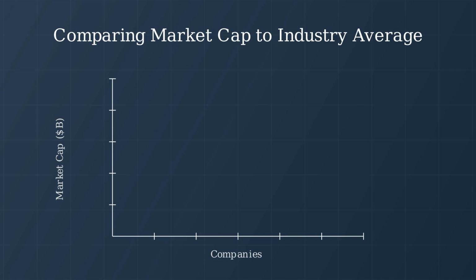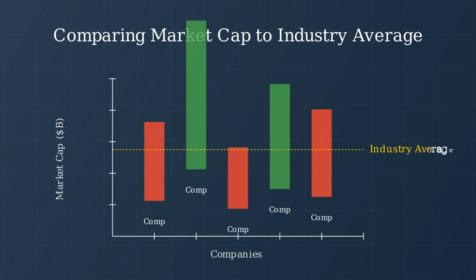Comparing a company's market cap to its industry average helps investors understand its relative positioning in the market. Companies significantly above or below the industry average may warrant further investigation, as this deviation might indicate unique growth opportunities or potential risks.